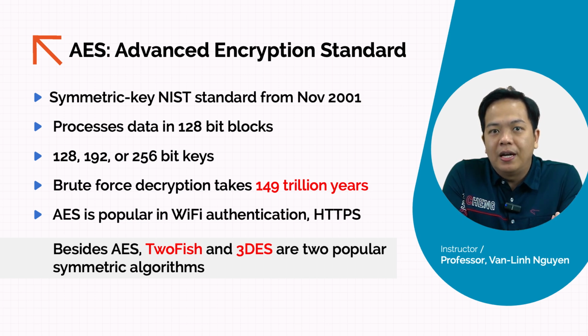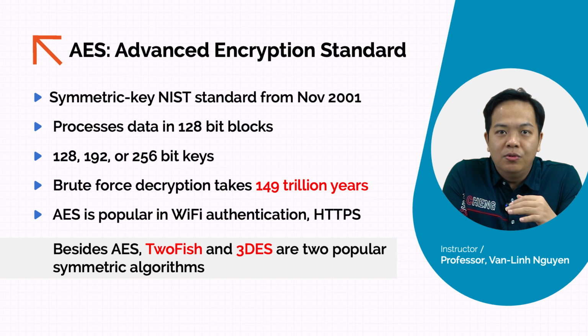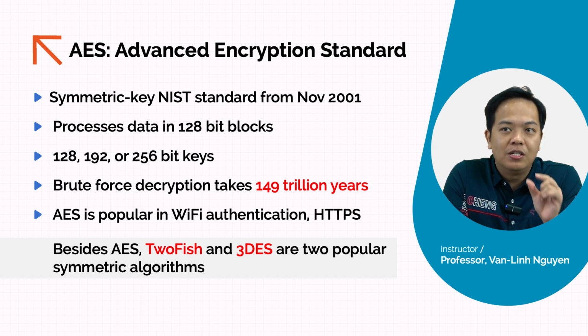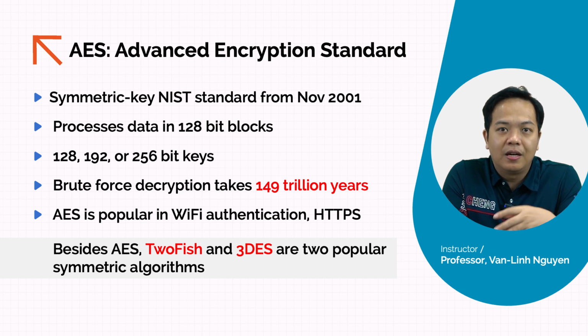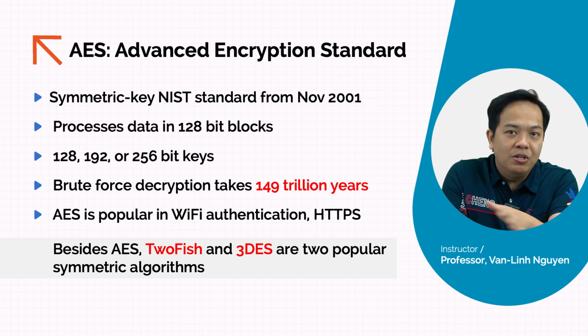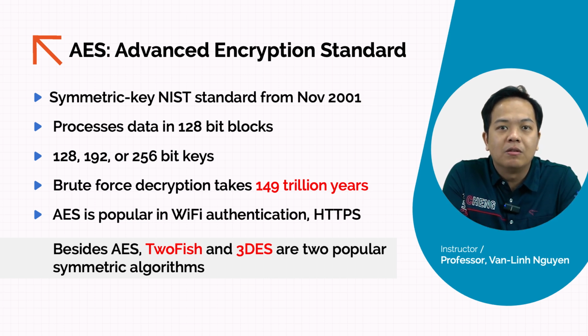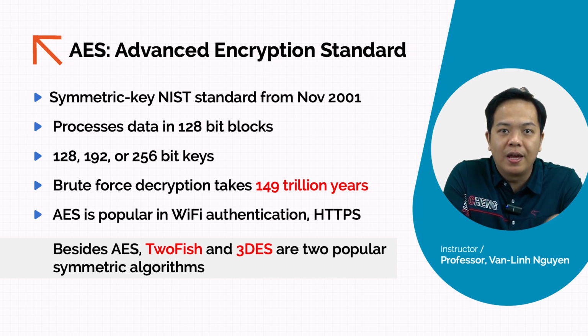To attack and try to decode this information without the key, you would need about 149 trillion years. That is very long. I think currently there is no computer that can do brute force decryption. Brute force decryption means you test every case. You have many keys, and you test them all, one by one, so that takes a very long time.